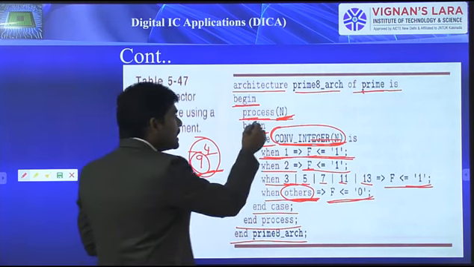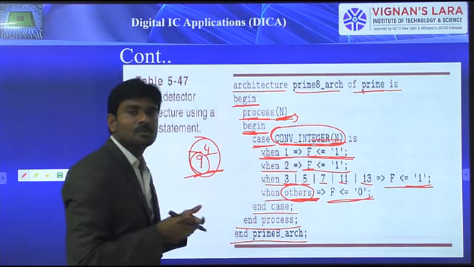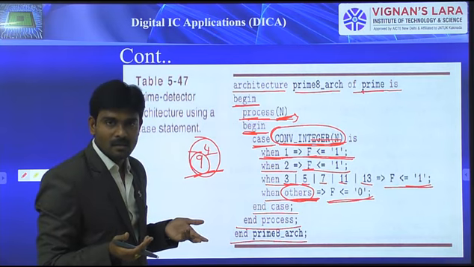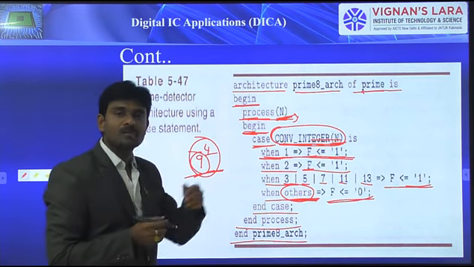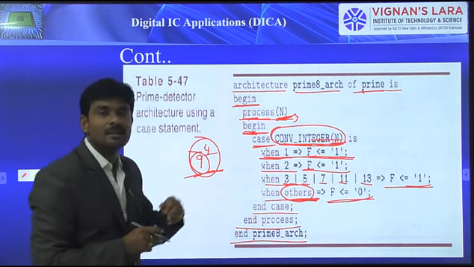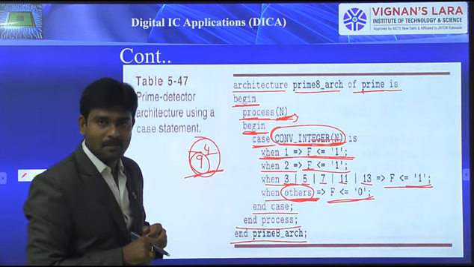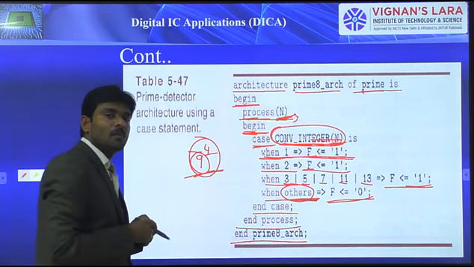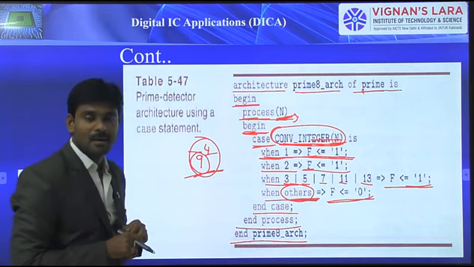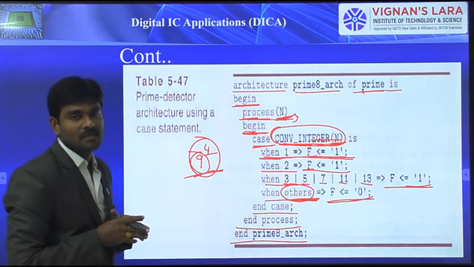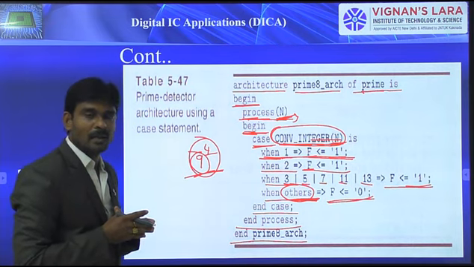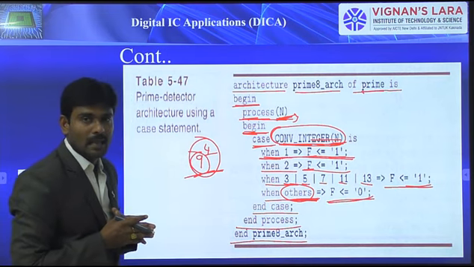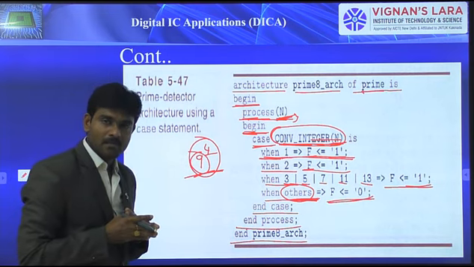Because of that, here there are no additional variable statements required. Variable declaration part is not required. So this is how the program for the prime number detector is written using the case statement in behavioral description style, that too in VHDL. Okay. Anyway, thank you very much.